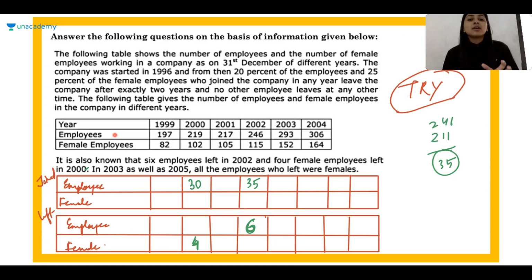Okay, after that, for the odd years they have given another clue that in 2003 as well as 2005, all the employees who left were females. So then try to use that one to figure out the remaining table. If you get stuck there, let me know, I'll help you. At least fill the even years for now. And those who have joined now, read the question. We've just started.